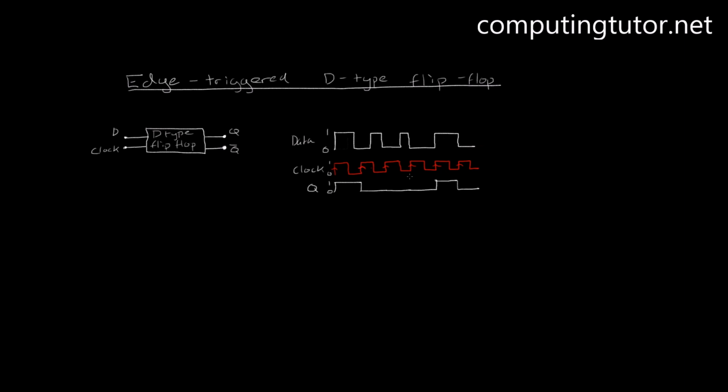So for example, when our value for D changes here, our value for Q doesn't change because the clock cycle is not on a rising edge.